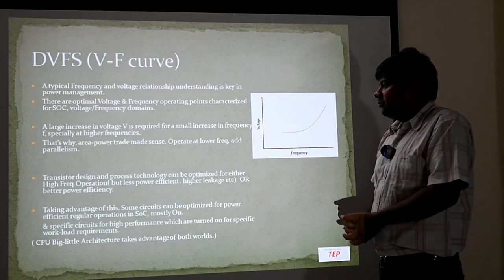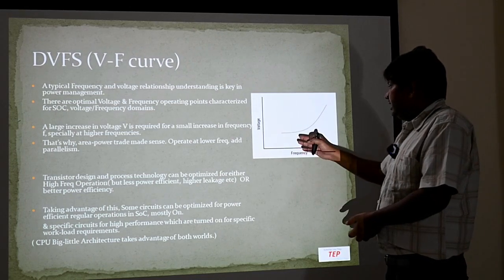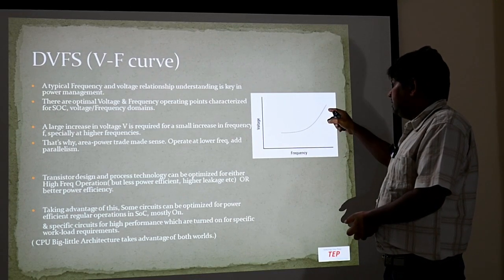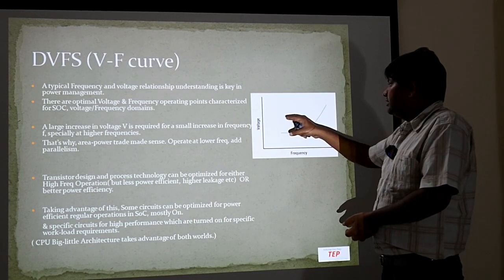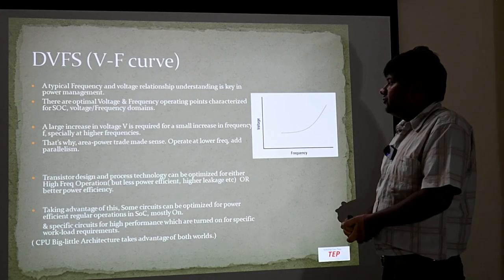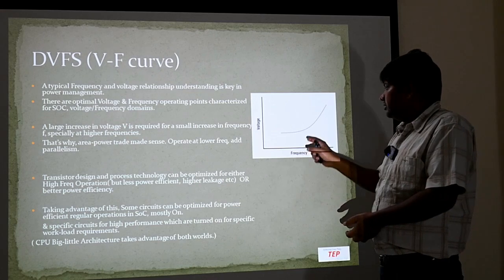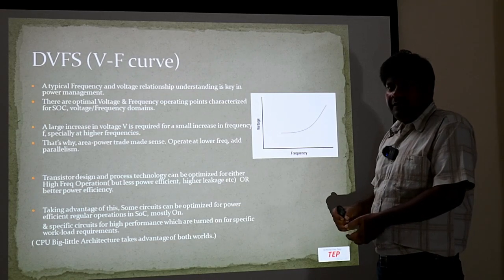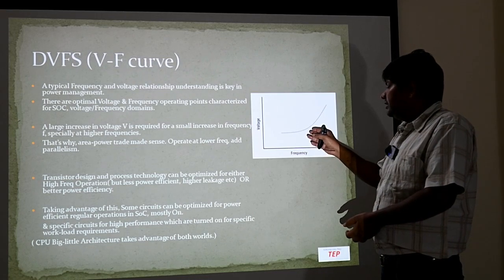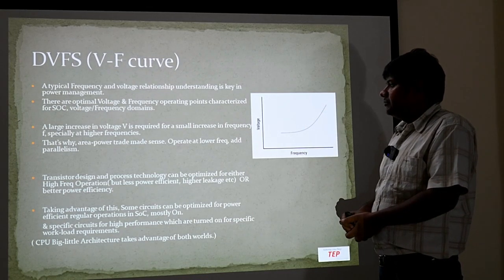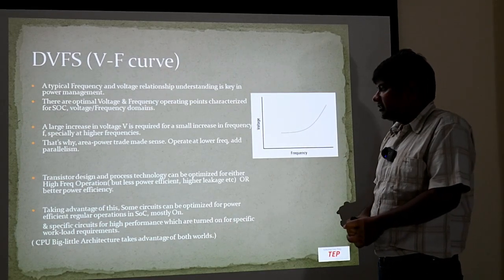So some of the things we have already discussed in previous chapters: as the frequency increases, on the higher side, a small increase in the frequency requires a larger increase in the voltage. That's why we wanted to operate at lesser frequency in order to save power, and we can gain back the performance, or get the required performance, by the area and power trade-off. We can deploy the techniques that we discussed.